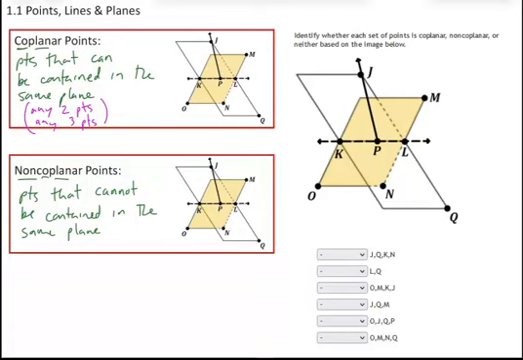If you connect any 3 points, no matter where they're located, it forms a triangle. A triangle is a planar figure. It's a flat surfaced figure. Again, a plane is a flat surface.